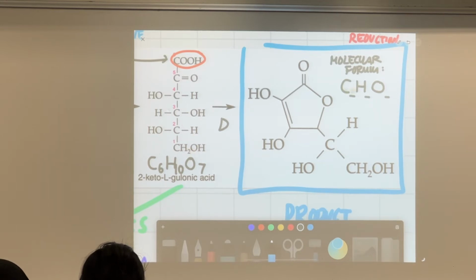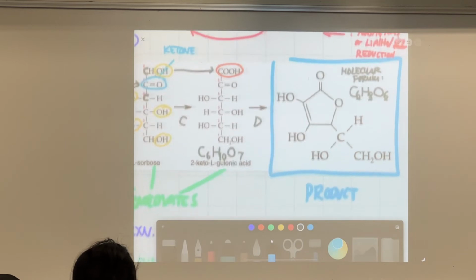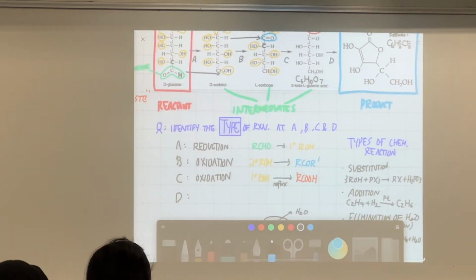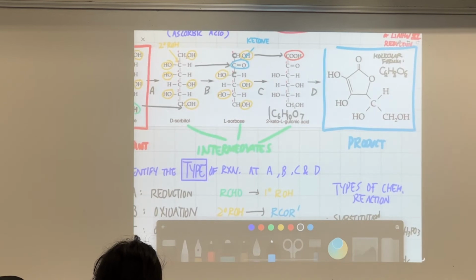Okay, what about this one? How many C? 6. C6. H8. And O6. 1, 2, 3, 4, 5, 6. So D is the hardest. What do you think reaction D is? If it went from C6H10O7 to C6H8O6.